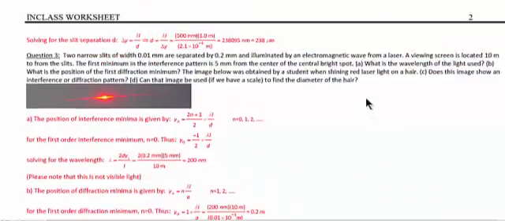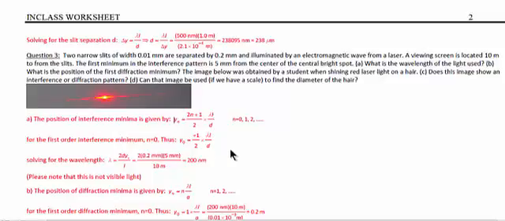Okay, now, they're asking us for the wavelength of the light used. So to do that, we need to use the equation for the position of the minima on the screen. The position of the minima is given by this expression of y sub n: (2n plus 1) over 2, lambda L over d. Again, it's (2n plus 1) over 2 lambda L over d.